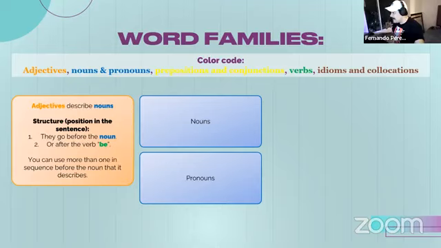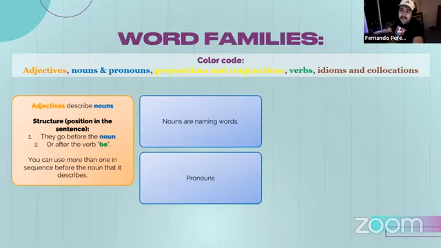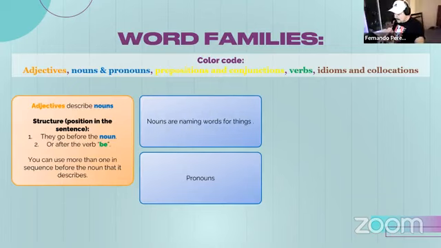So nouns are names. An easy definition for a noun: names. I would like to use the word naming word. Naming words. Exactly like Silvana said, it is a word that gives name to something or someone, things and people.